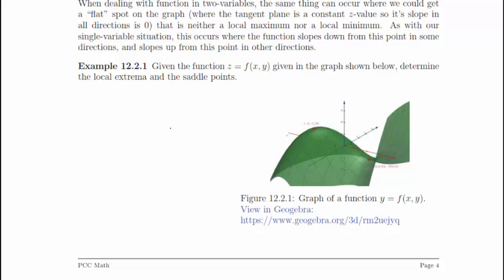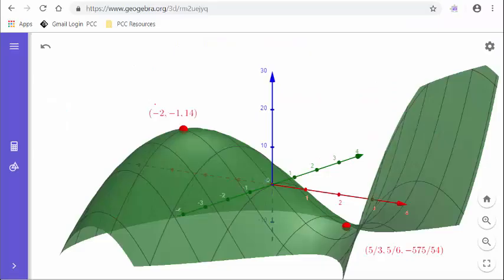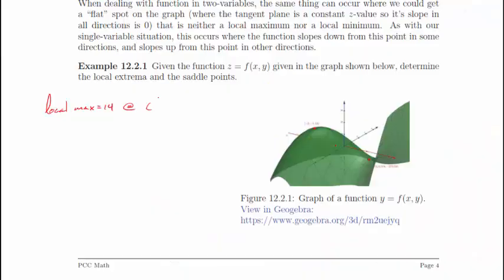So we have the local max is 14, and this occurs at, I think I said, what did I say, negative 2, negative 1, right? Yep. So it occurs at that point.